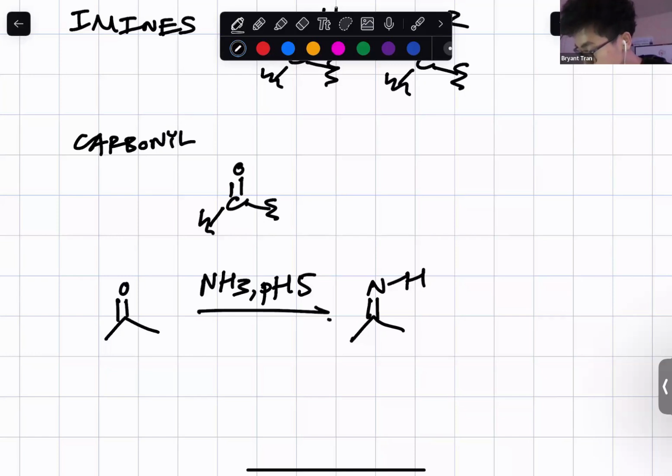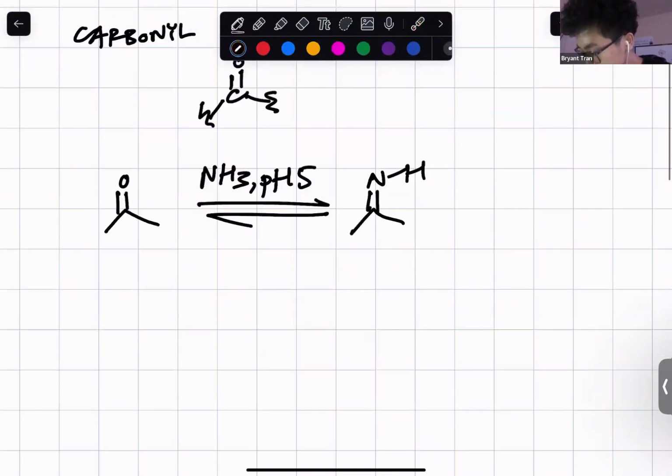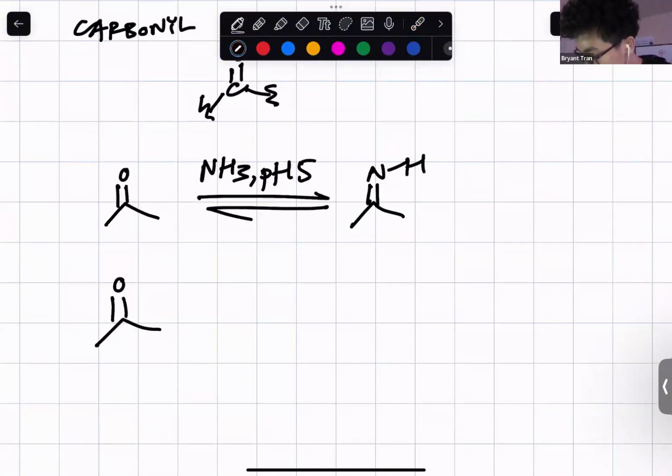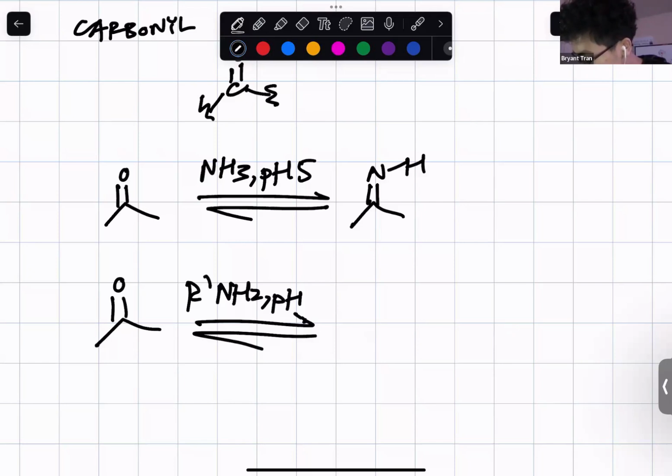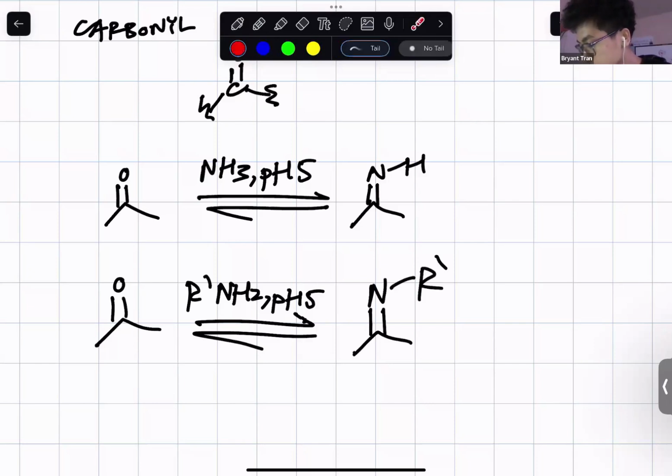Right? If you use ammonia, NH3, then we're gonna get this imine with the one hydrogen on the nitrogen. But if we use a primary amine, right? And let's say that's R prime NH2 with pH 5, we're gonna get this imine here, where this nitrogen is attached to the R prime of the primary amine.